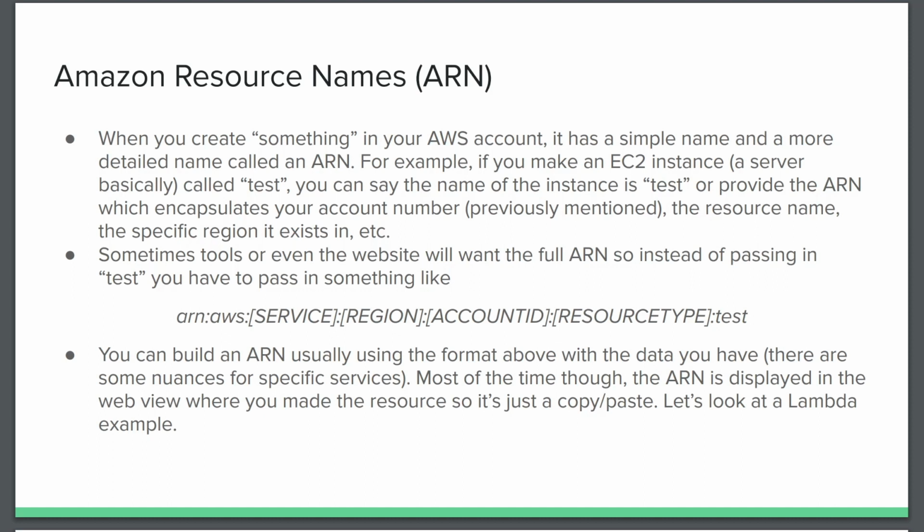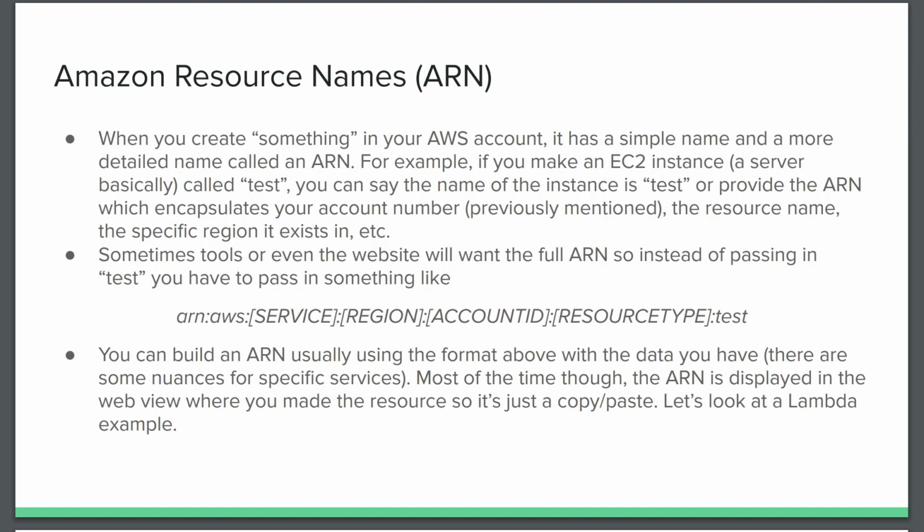A lot of tools we'll see in AWS ask for the ARN. Some of them will accept just the common name, like you could just pass in the name of the function maybe, but a lot of them will require this ARN because with the ARN, there's no real argument about where the resource exists. It's very clear.